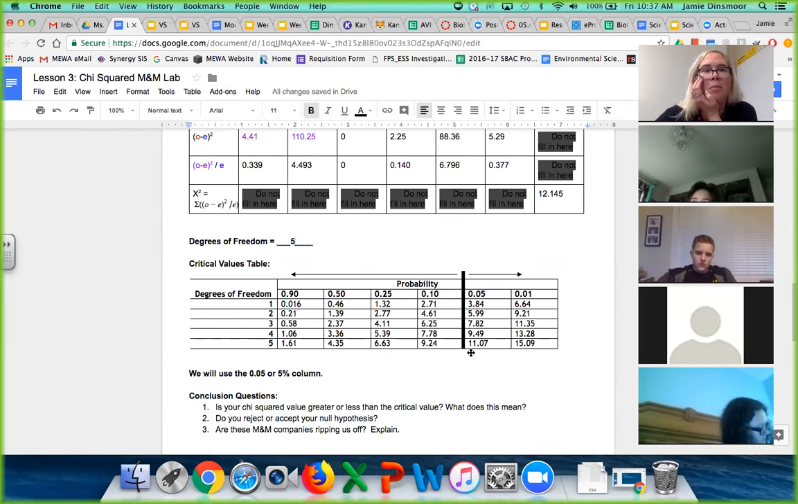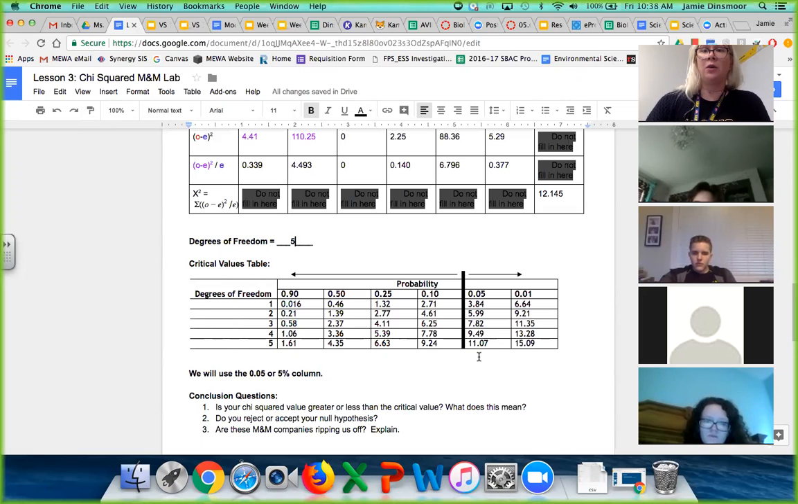Does anybody remember what it means if our chi-squared value is higher? It is higher. Bella's right. Our value is 12.145. Our value for 5 degrees of freedom in the 0.05 range should be 11.07. So our value is higher. So what does that mean? Excellent guess, Destiny. Well, it's either going to mean that it matters or it doesn't. In this case, Destiny's right. It means that it matters.